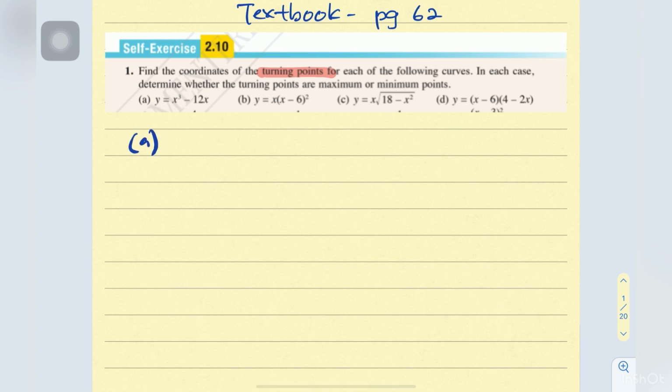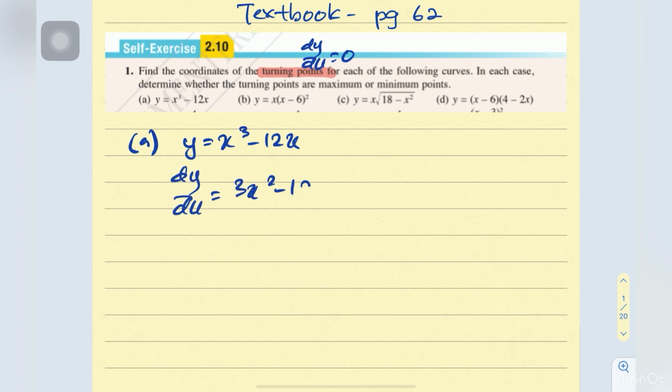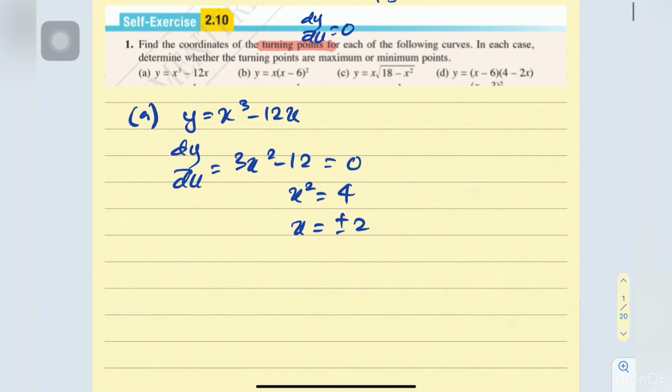Part a: y equals x cubed minus 12x. For the turning point, as I said just now, dy/dx equals 0. So we differentiate: dy/dx equals 3x squared minus 12, equal to 0. x squared is 4, so x is plus or minus 2. For the coordinates, you must find the value of y.